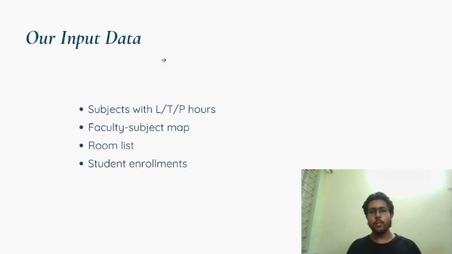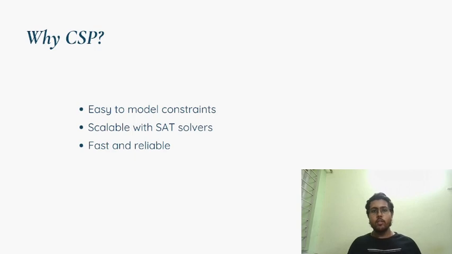Before we move to the solution, let's look at the input data. So basically, our input data is four CSV files. First one contains student information, second file contains faculty and their subjects, third one contains room list, and fourth one is about student enrollments. So let's see why we should use CSP to solve this problem.